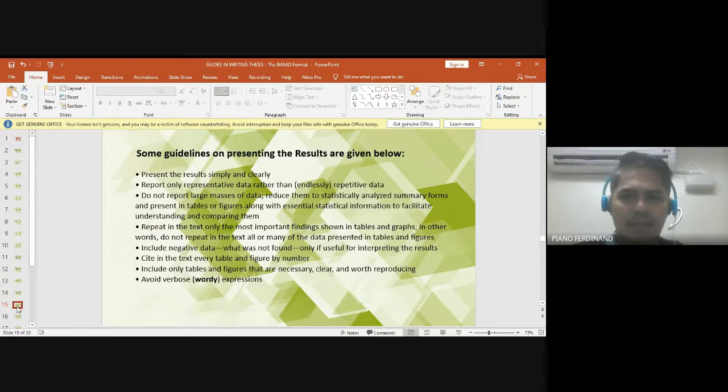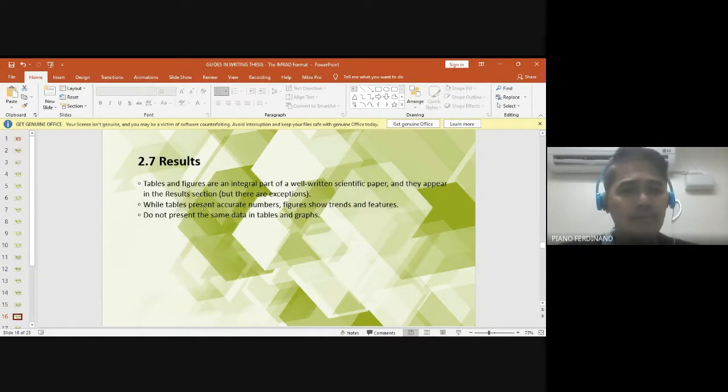Reduce them to statistically analyzed summary forms and present in tables or figures along with essential statistical information to facilitate the understanding and comparing them. So next is repeat in the text only the most important findings shown in the table and graphs. In other words, do not repeat in the text or all or many of the data presented in tables and figures. Last but definitely not the least, avoid verbose or mga wordy expressions.